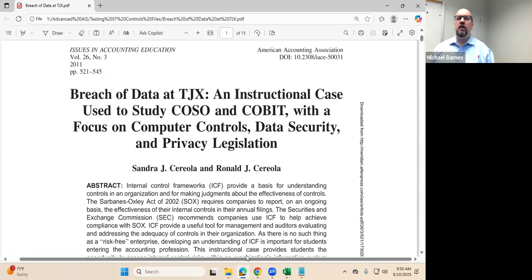So I allude to this in the instructions. These are older versions of both the COSO framework and the COBIT framework. The COSO framework has not effectively changed, though. The one used in this case was COSO 1992.